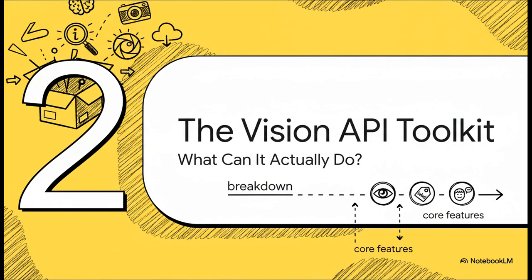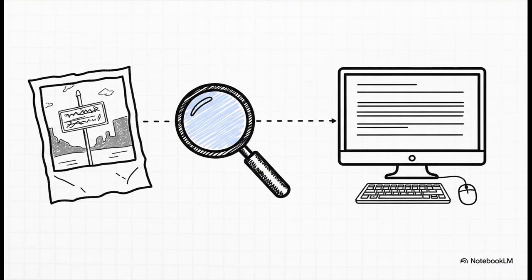Okay, so that's the high-level stuff. But let's get our hands dirty. What tools are actually in the toolkit? What can this thing really do? First up, we've got something called optical character recognition, or OCR. This is, hands down, one of the most useful features. It's the ability to look at a picture, find any words in it, and just pull them right out as actual text that a computer can understand.